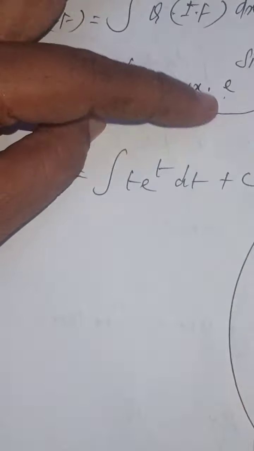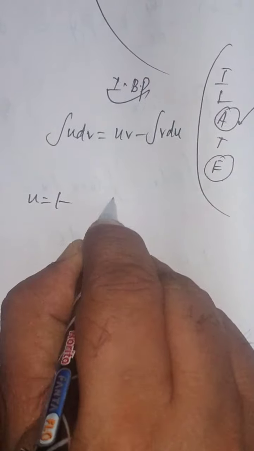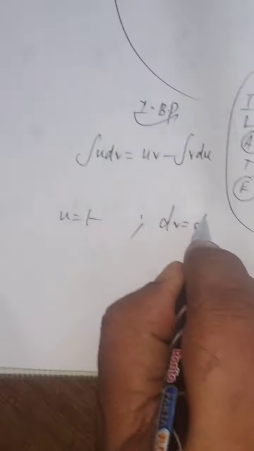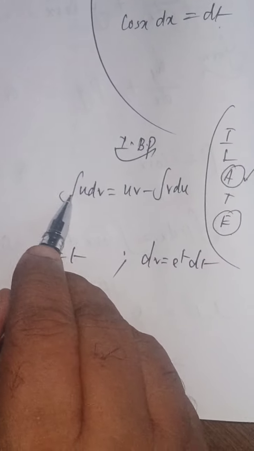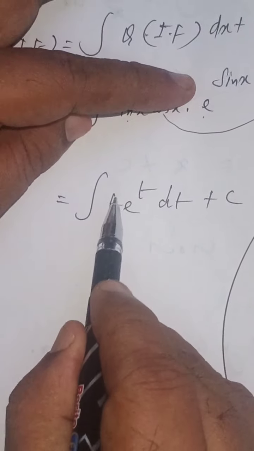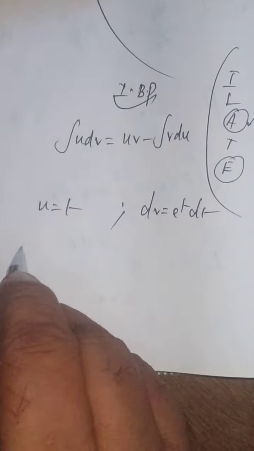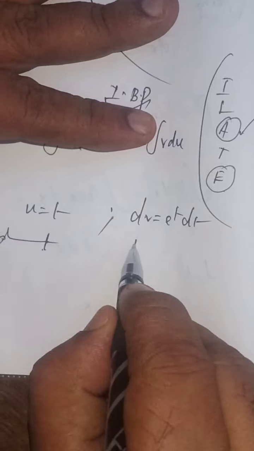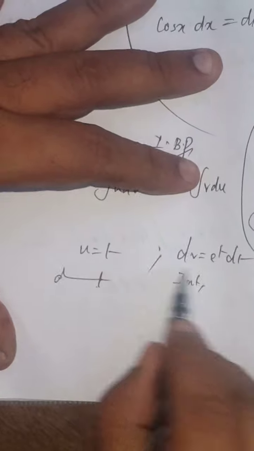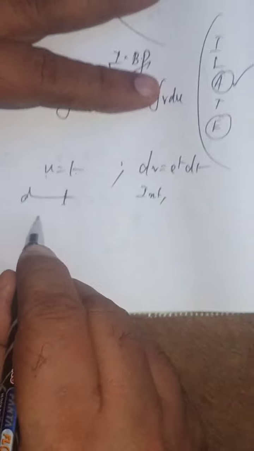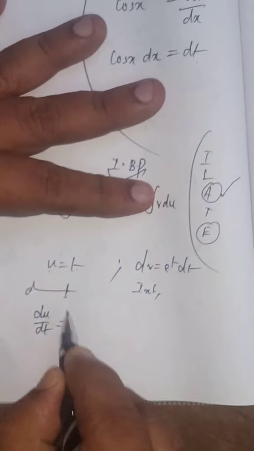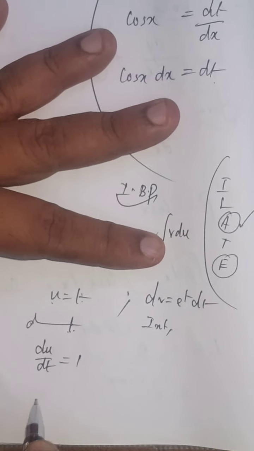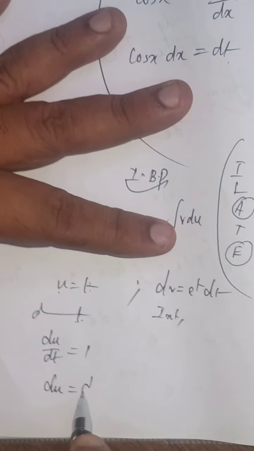So u is equal to t and dv is equal to e power t dt, because of the formula integral u dv. This is u, the remaining is dv. Listen, this one has to be differentiated, with respect to t, since we have dt. This one has to be integrated on both sides. U with respect to t is du by dt. T with respect to t is 1. We cross multiply, du equals dt into 1, which is dt.